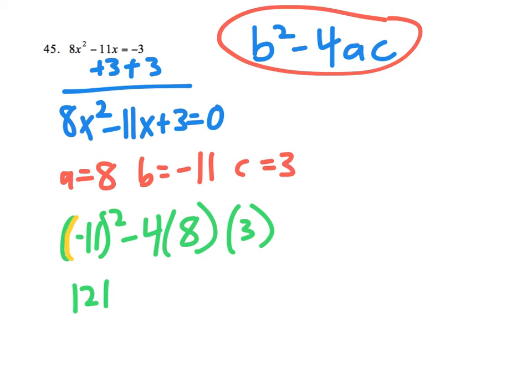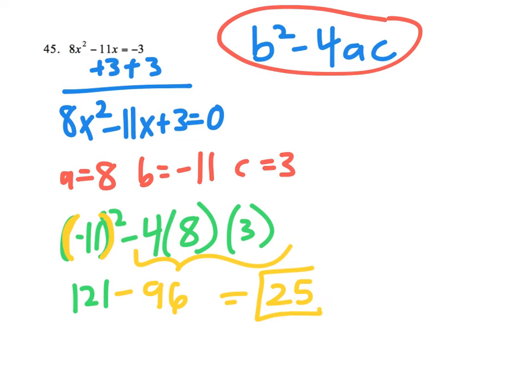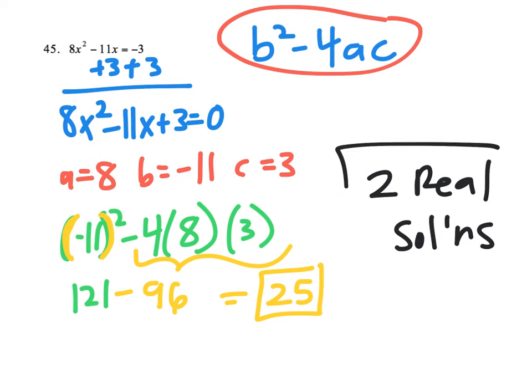One thing, make sure if you're putting this in a calculator, you put that in parentheses. If you don't, it'll mess up your negative signs. So please make sure you put your -11 in parentheses and then square it, or just do -11 times -11. On the other side, we're going to do -4 times 8 times 3. That will give me a -96. And then our last step is to subtract, so I have 121 minus 96, which will give me 25. Again, this is a positive number, so that means I'm going to have two real solutions. And that's your final answer.